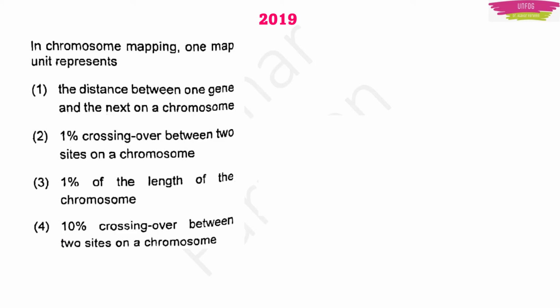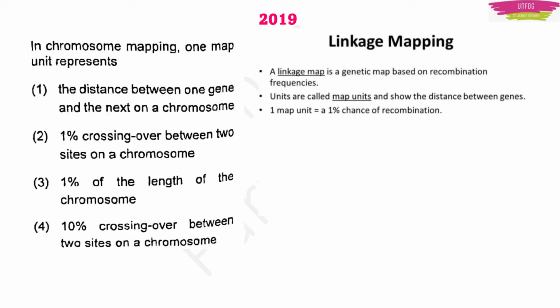In chromosome mapping, one map unit represents, see the options: distance between one gene and the next on a chromosome, 1% crossing over between two sites on a chromosome, 1% of the length of the chromosome, 10% crossing over between two sites on a chromosome. Now with this question only you can understand that this question is from reproduction, or you can say DNA chapter, right? So this is related to linkage mapping. You can also put this question in biotechnology, in fact.